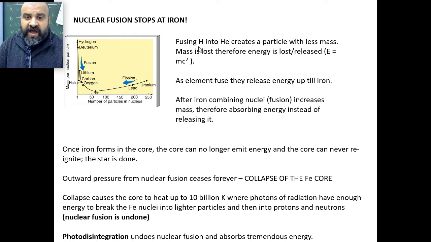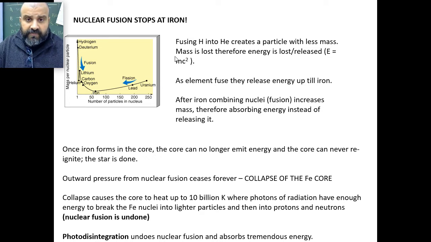So, fusing hydrogen into helium creates particles with less mass. Hydrogen can be fused into deuterium and then into lithium. But if we look at this graph, it says mass per nuclear particle. Hydrogen to deuterium to helium, the mass decreases. We go up to lithium, mass increases again, but then it starts to decrease to carbon, to oxygen, and then to iron. So we see mass dropping, and this relates to E equals mc squared.